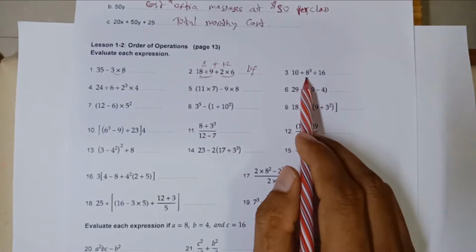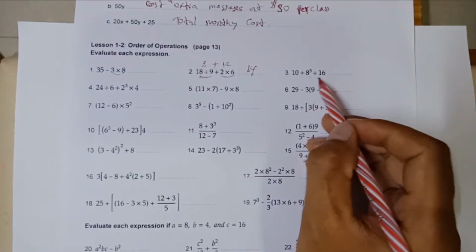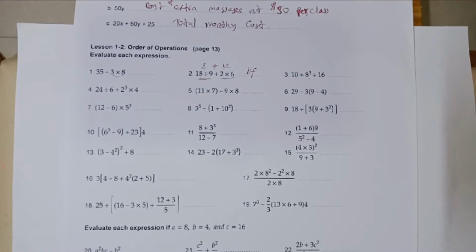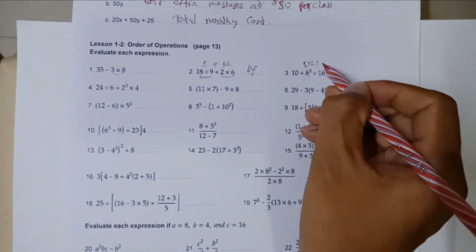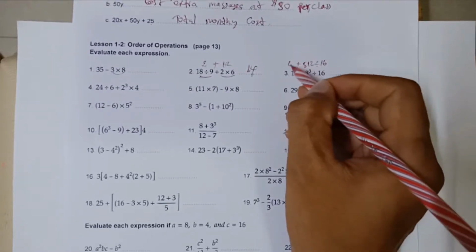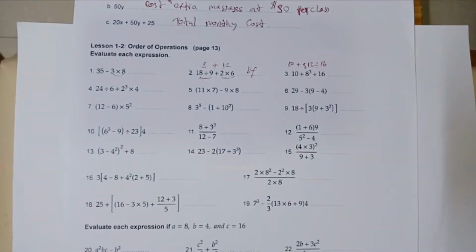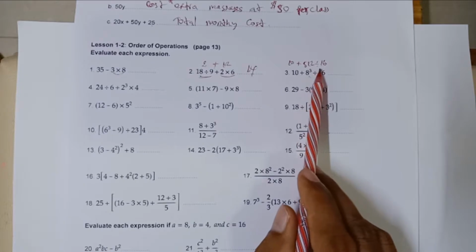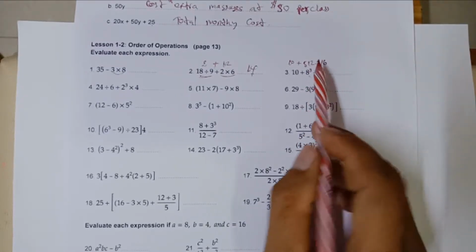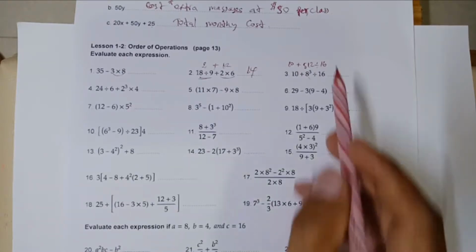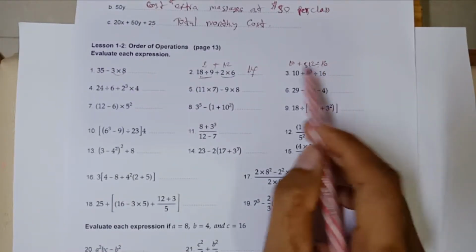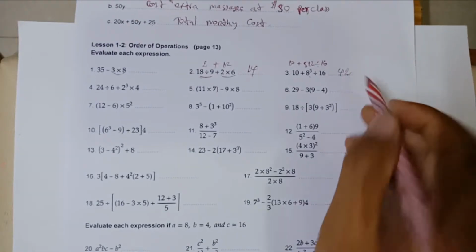For this number, before you do the division, you have to work with the power first. 8 to the power of 3, 8 times 8 times 8, will give you 512. Then you divide by 16. So you have 512 divided by 16, and you divide first. 512 divided by 16 will give you 32. 32 plus 10, you have 42 as your answer.